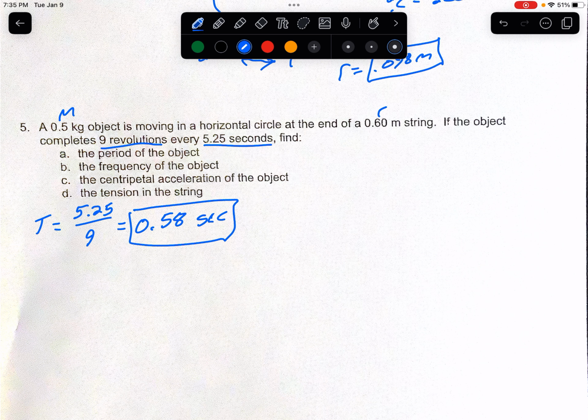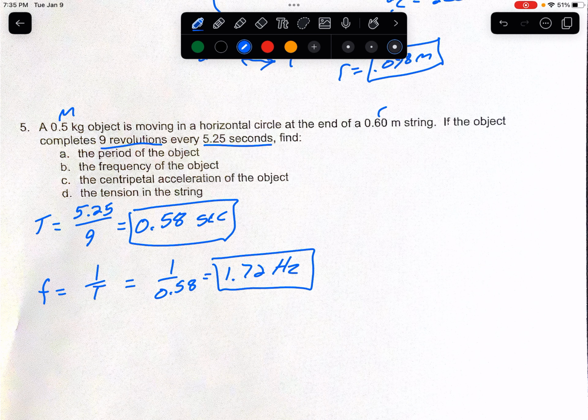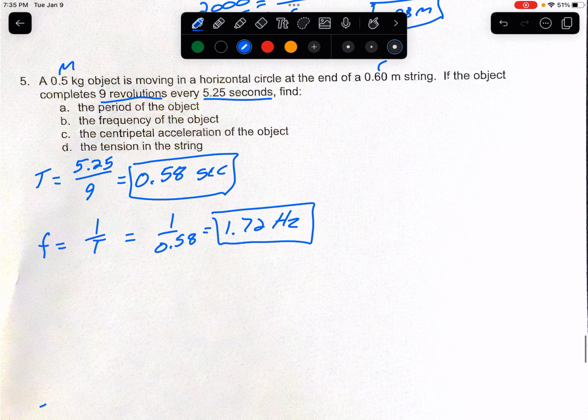Now B says, what is the frequency of the object? So remember, frequency equals 1 over T. So I'm going to do 1 divided by 0.58, and that's going to give you a value of 1.72 hertz. That's basically saying that it can spin around 1.72 times in 1 second. And then we're going to move on to part C. It says find the centripetal acceleration of the object. So we're looking for AC.